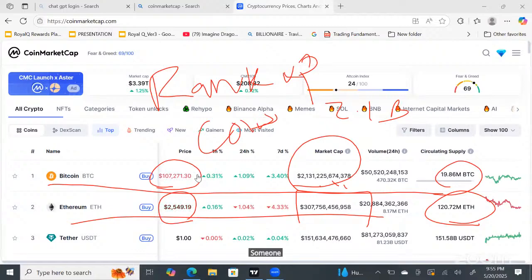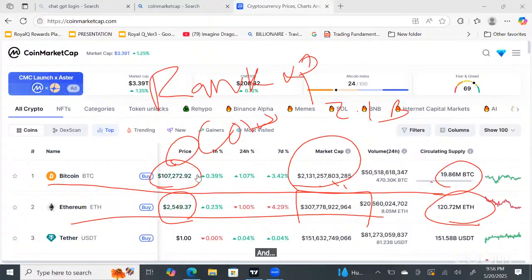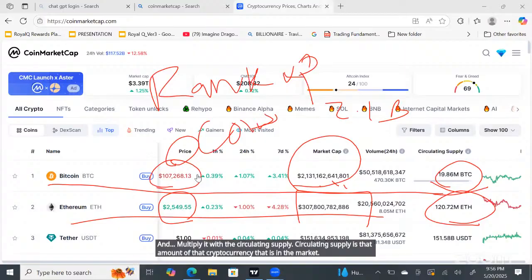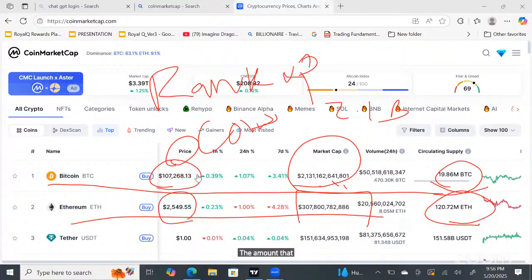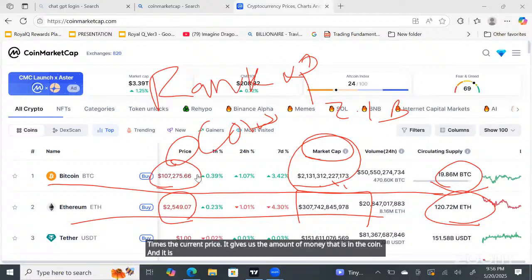Someone is still confused. So when they get the current price of the coin and multiply it with the circulating supply, circulating supply is that amount of that cryptocurrency that is in the market, the amount that people have, that are in people's accounts, that are in people's wallets. So the circulating supply times the current price gives us the amount of money that is in the coin. And it is called market cap. Give me a one if that is clear.